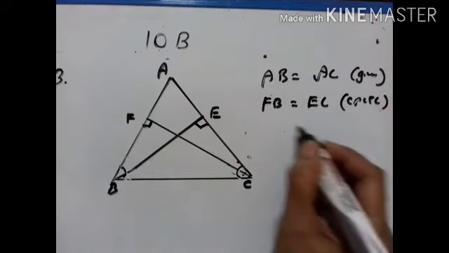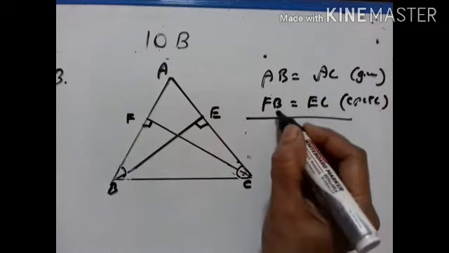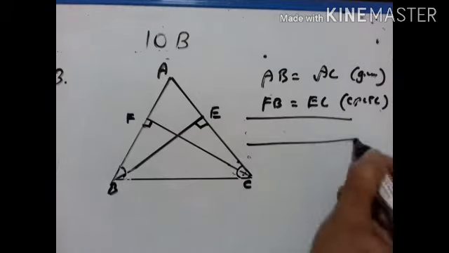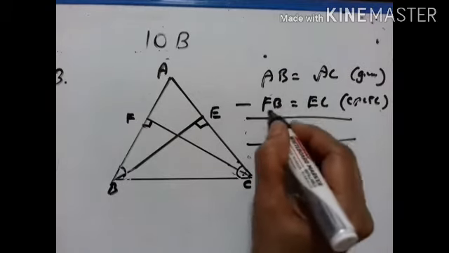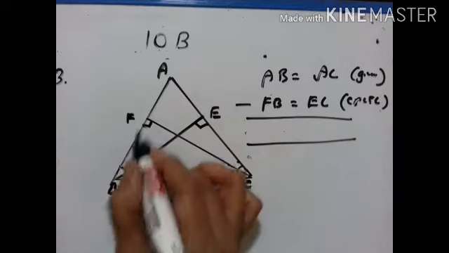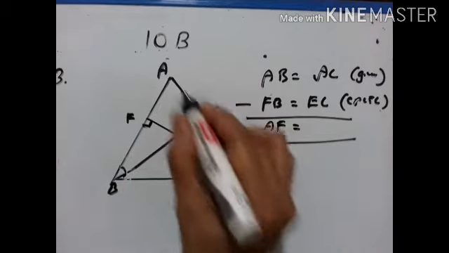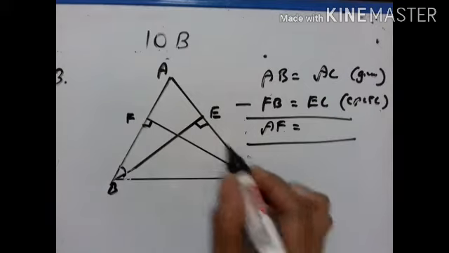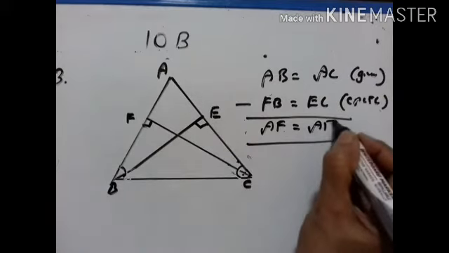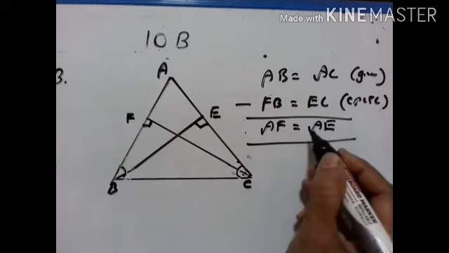Proved just now. If you subtract equals from equals, the remainders are equals. So AB minus FB is equal to AF. AC minus EC is equal to AE. Therefore, AF is equal to AE.